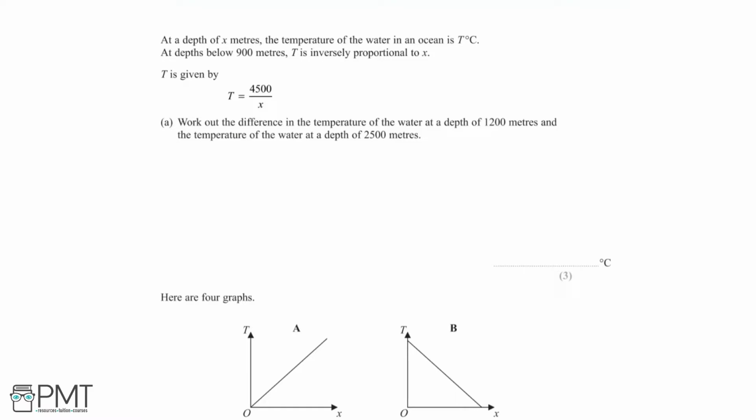In part A, we're asked to work out the difference in temperature of the water at a depth of 1200 meters and the temperature of the water at a depth of 2500 meters.